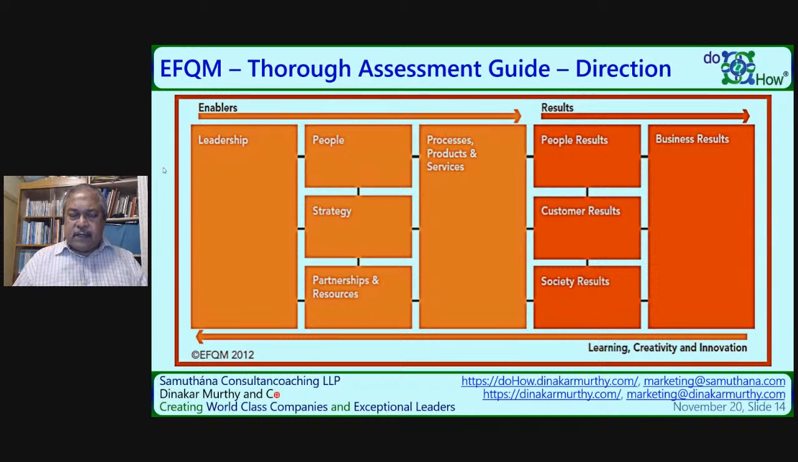When you look at the business results, even inside the business results, the results of the business partners are included. When I say business partners, it could be the business performance indicators of the vendors and how happy they are, how satisfied they are. All that comes under business results. So basically, the idea was to really look at enablers which are going to give rise to results. And these enablers are defined in groups, which could be leadership, people, strategy, partnership, resources, processes, products, and services. And the results would be for the five areas, which would be people, customer, society, business results, including that of the partners. So that is the basic model which they described.